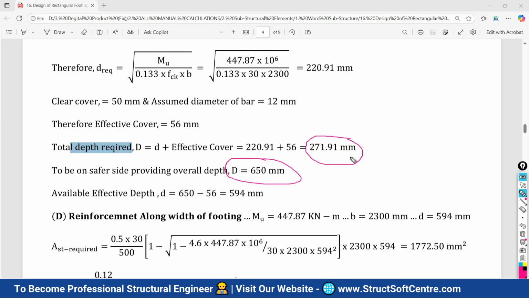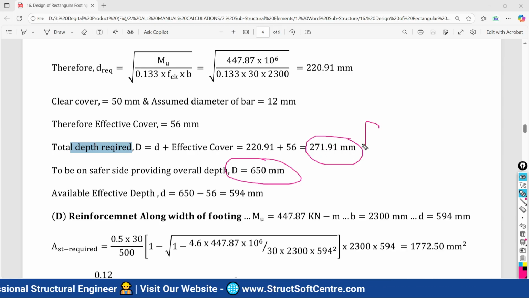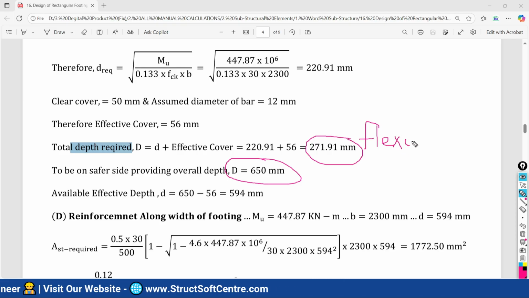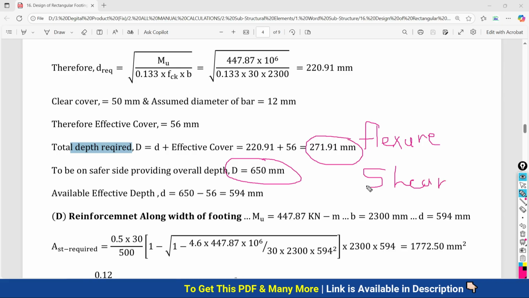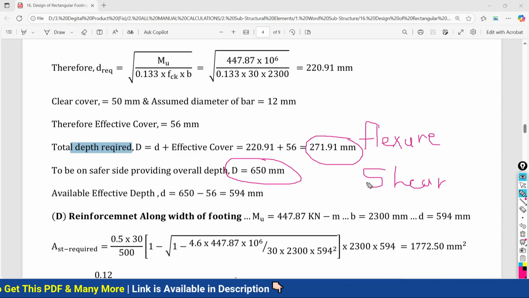So basically this is the depth required for flexure, but in actual the depth requirement is going to be governed by the shear criteria. Your foundation depth is going to be decided based on two criteria: one is the flexural criteria, another is the shear criteria. Shear, you know, one way shear check, two way shear check. So normally the depth of the footing is going to be decided by the shear criteria, not by the flexural criteria. Flexural demand will always be less in comparison to the shear demand.